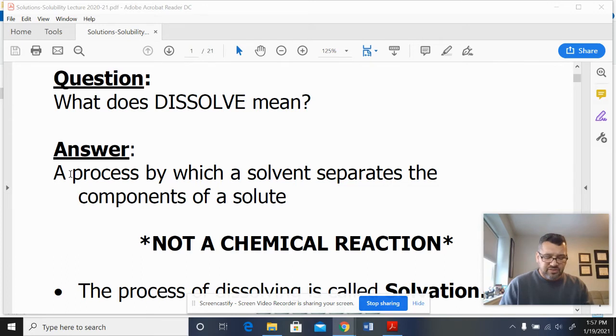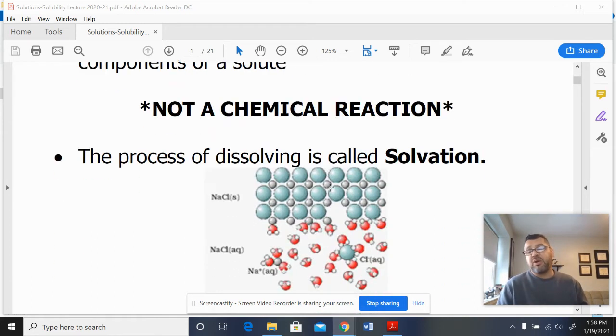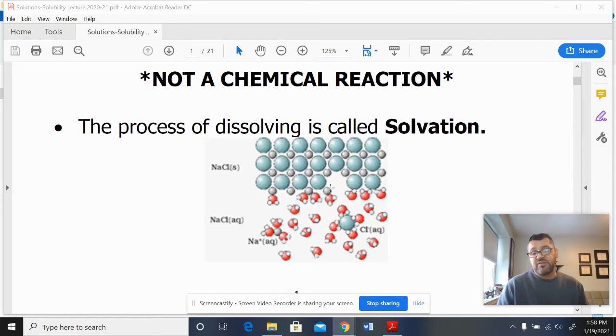So the process of dissolving, when you see it, you have a solid, you put it in something else, and you see the solid just breaks apart. Well, the process specifically is when the solvent, the part that does the dissolving, breaks apart the solute into the things that make up the solute. So it is not a chemical reaction. It's just a physical process of a substance ripping apart another substance into the things that make it up.